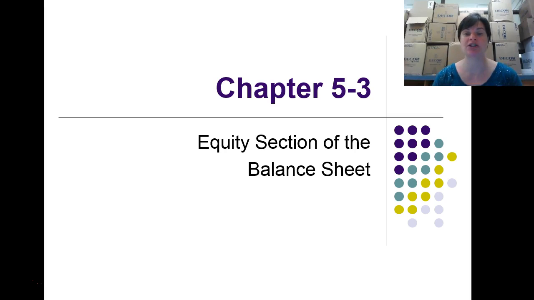So now we're into the last lesson in Chapter 5, which is 5.3. And in 5.3, the big idea here is, how does net income impact capital? So how does net income impact capital? And as you think about that question, how do you think the equity section of a balance sheet is going to change? So let's take a look.